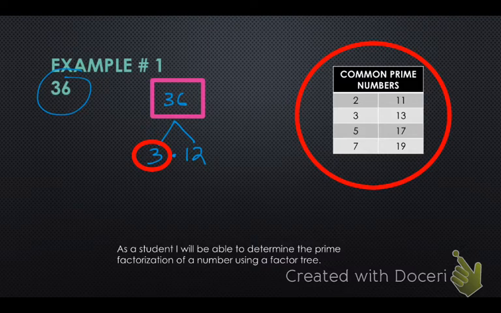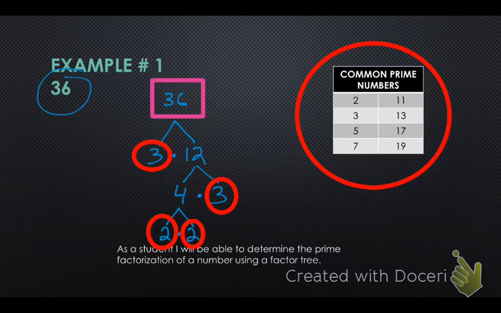Well, 12 is not prime, so we need to continue. Remember, it's got to be all prime numbers. So what makes 12? Well, 4 times 3 makes 12. Are either of those prime? Yeah, 3 is prime again. Okay. What about 4? Well, 4 is not prime. So what makes 4? Well, 2 times 2 makes 4. Guess what? Both of those are prime. Once you get a prime number, your tree will stop. Now we have all primes. There's nothing else for us to continue, so we know that we're done.